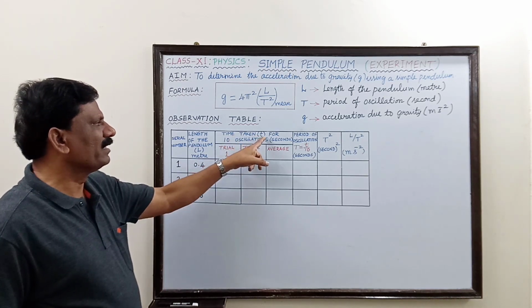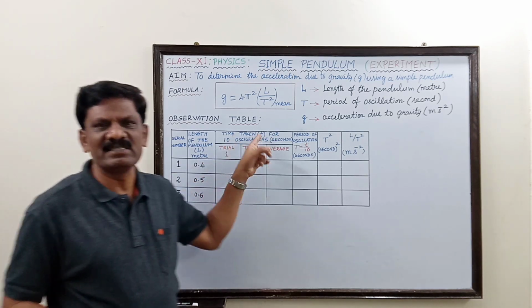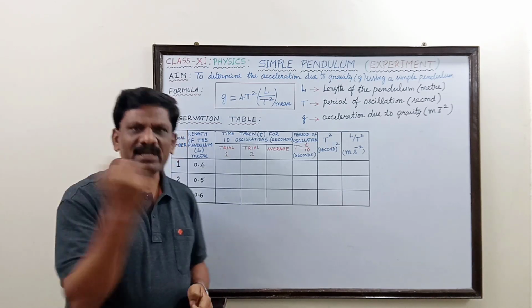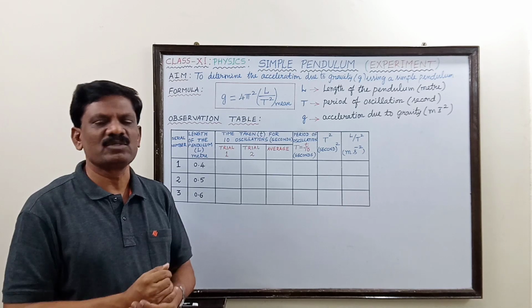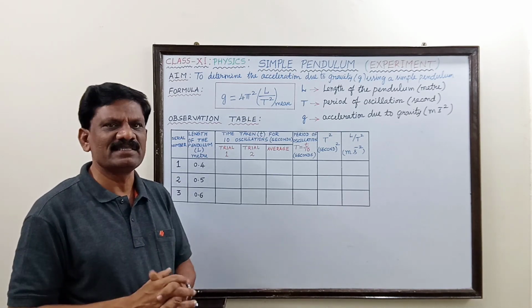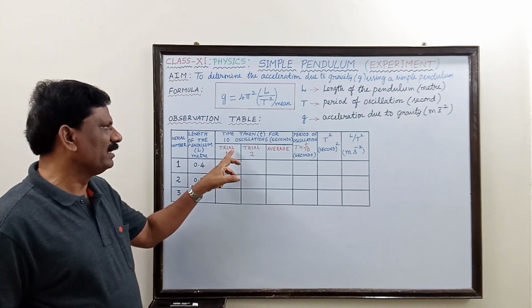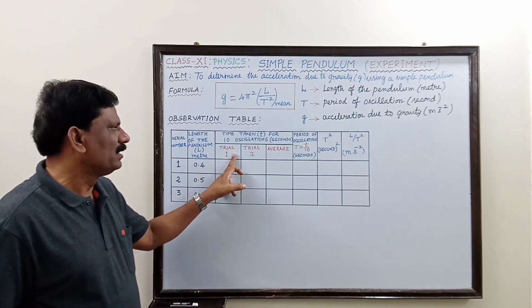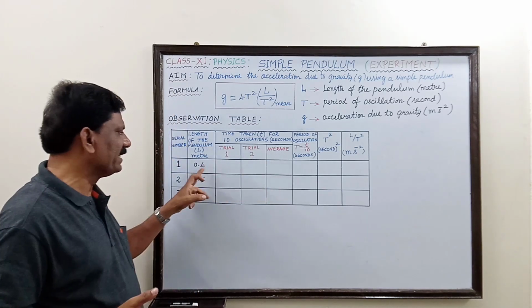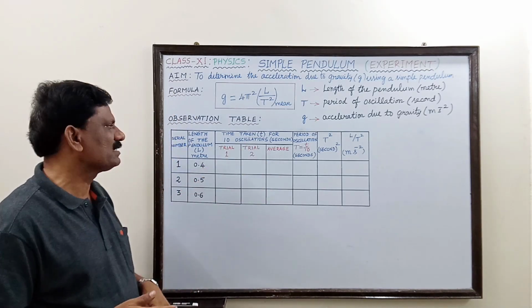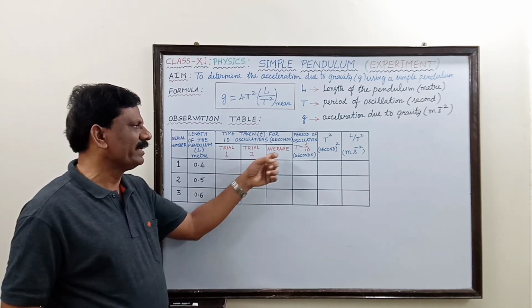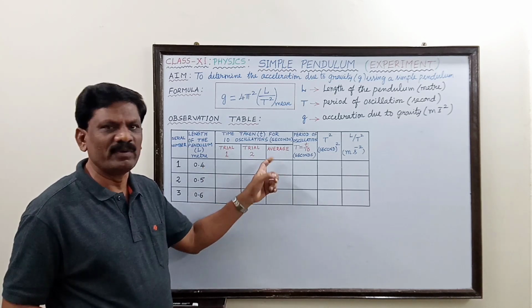The time taken, small t, for 10 oscillations we are going to measure, because the pendulum will quickly go and return back, so the time is very short. So we will take the time for 10 oscillations, and we call it trial 1. And to confirm that, one more trial we are going to take for the same length for 10 oscillations.